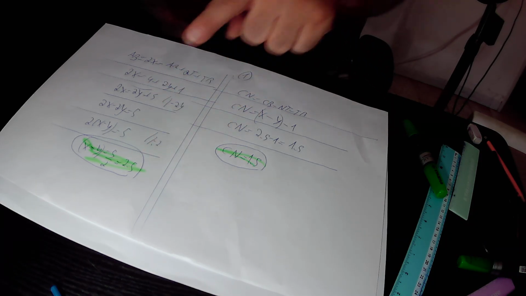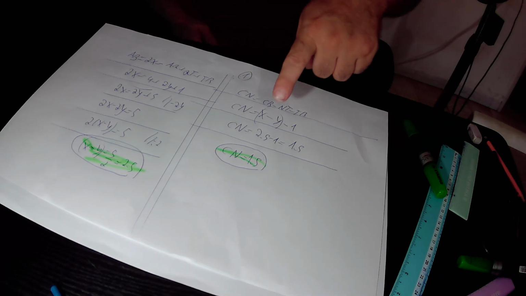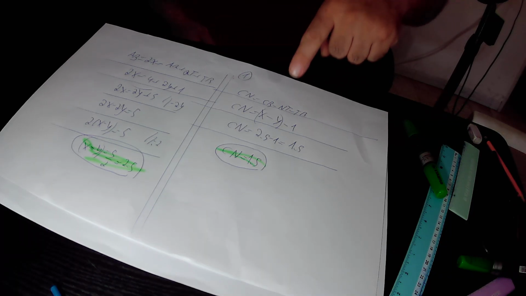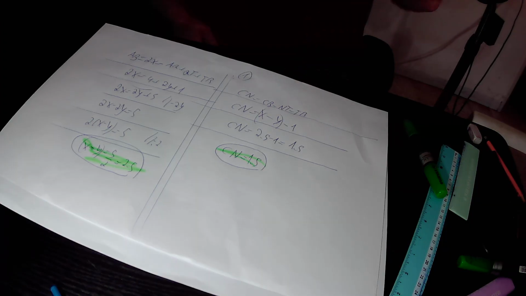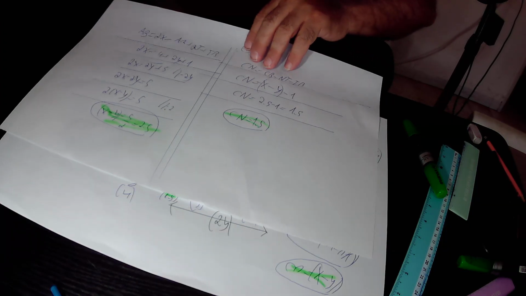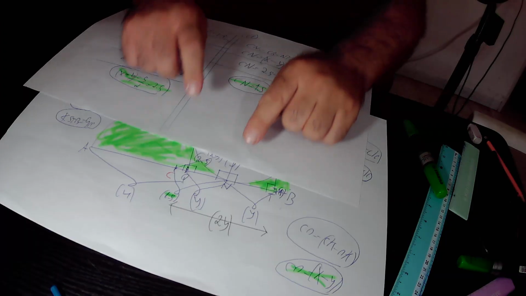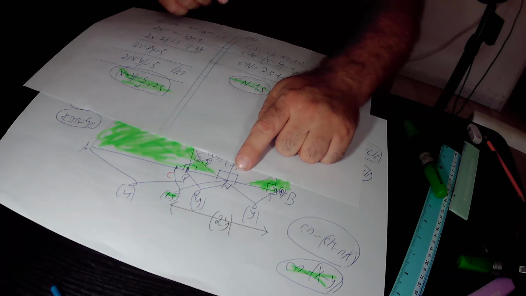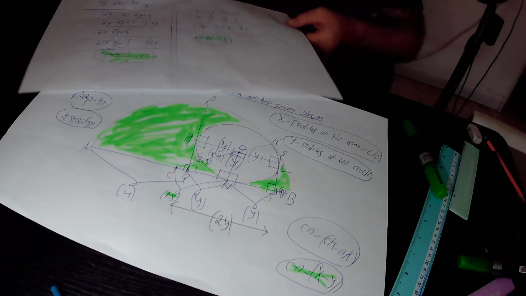x minus y is 2.5, so we substitute x minus y by 2.5. So in total CN must be equal to 2.5 minus 1. 2.5 minus 1 is 1.5. So we found that the length of the short line segment CN is equal to 1.5 units in its length.